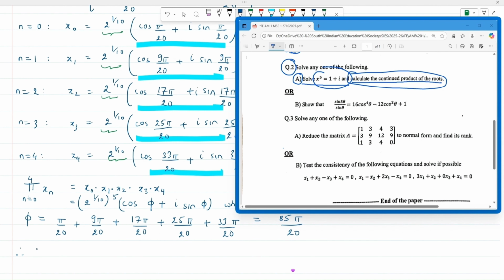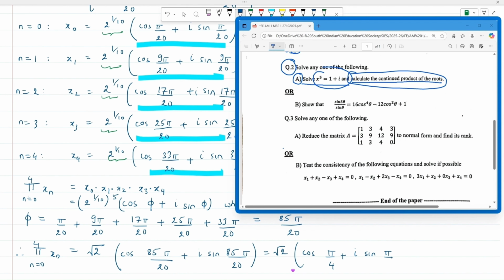So therefore the continued product of the roots is equal to, now using the laws of indices, this is going to be 2 raised to half, which is root 2, into cos of 85 pi by 20 plus I times sine of 85 pi over 20, which is root 2 times cos of pi by 4 plus I times sine of pi by 4.